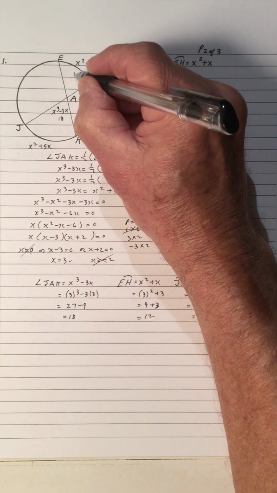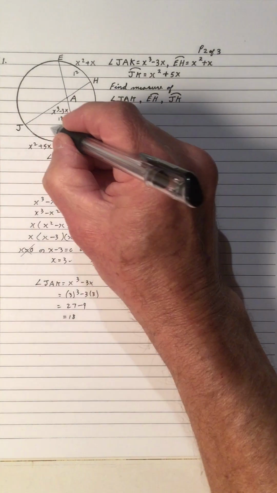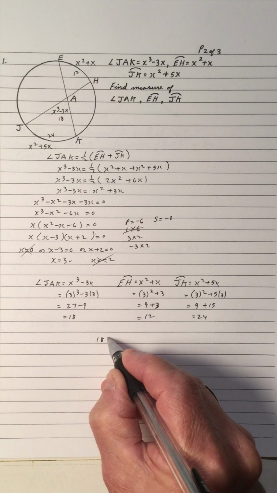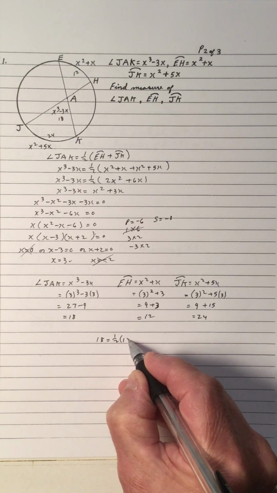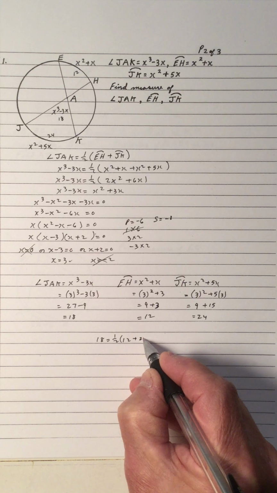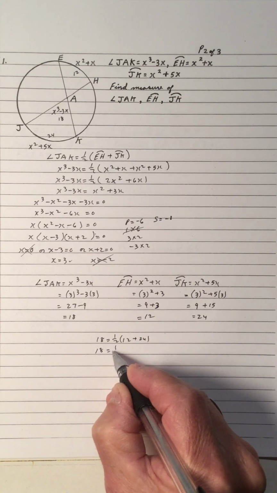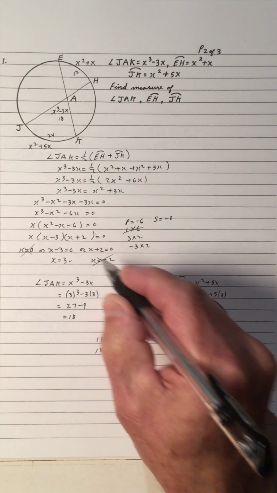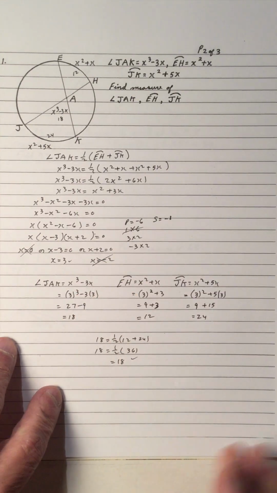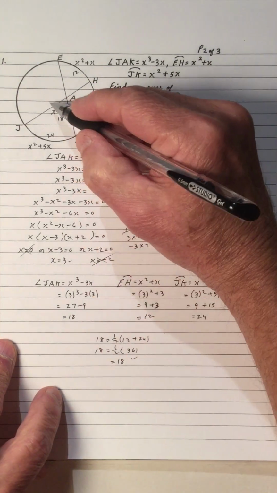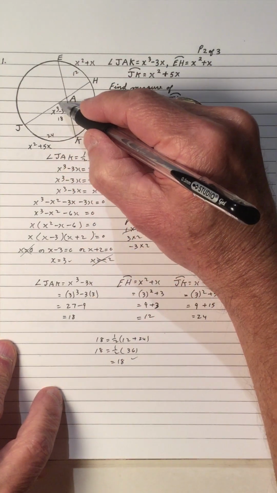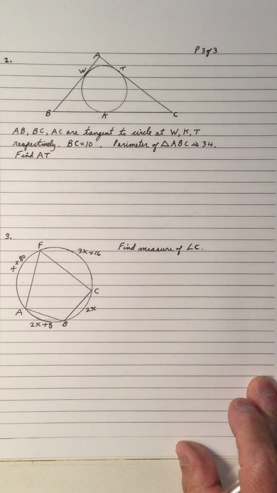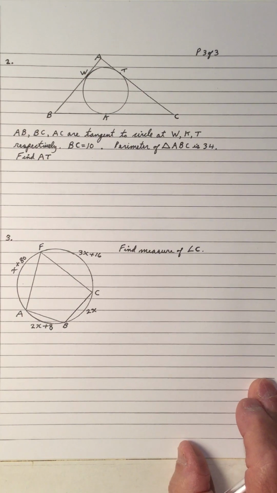And just to check, we have this angle here is 18, EH is 12, and JK is 24. So just to check that, we have 18 is a half of 12 plus 24. That's 36, half of 36 is 18, so 3 is okay. Again, this angle formed, this is the intersection of two chords. This angle here is equal to half the sum of these two. Okay, we have another one to do.